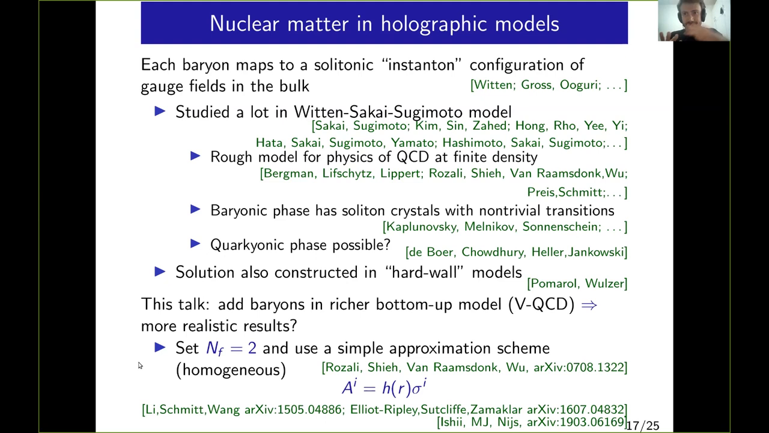I will be using a simple approximation scheme where I take N_F equals two flavors and approximate the nuclear matter as a homogeneous configuration. This has been studied previously in the context of the Witten-Sakai-Sugimoto model in this paper, which I list here, and we did this in the context of V-QCD. I won't give you any computational details, but will directly jump to the results.